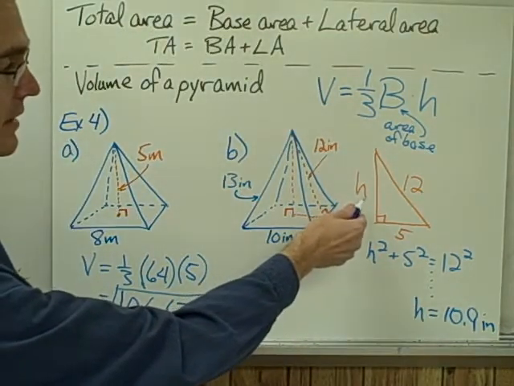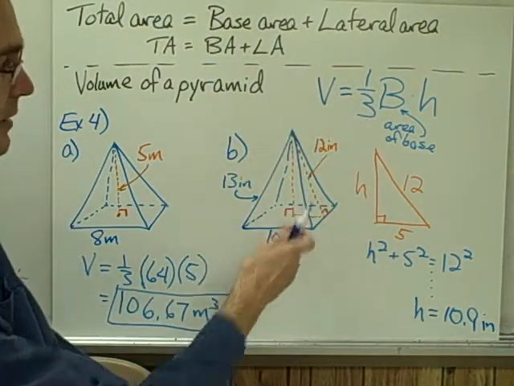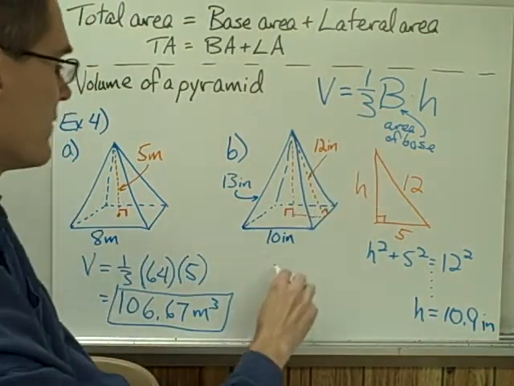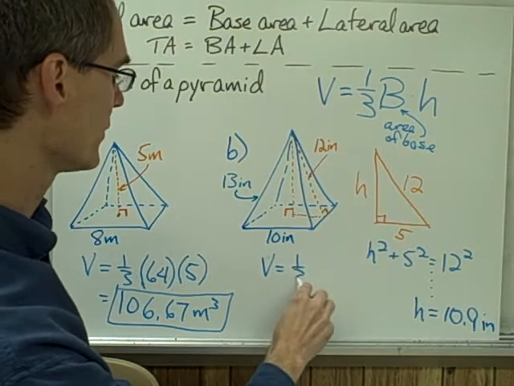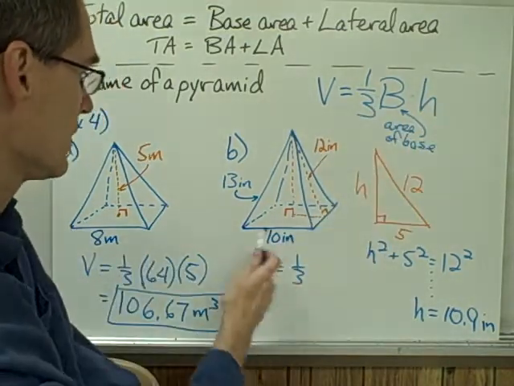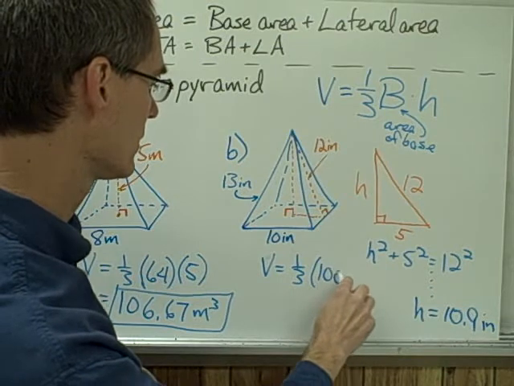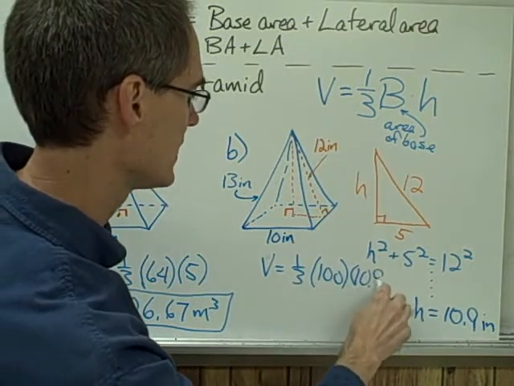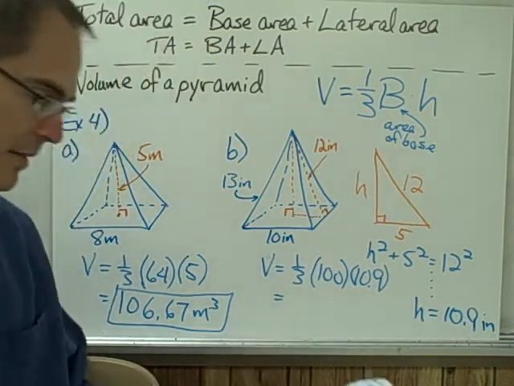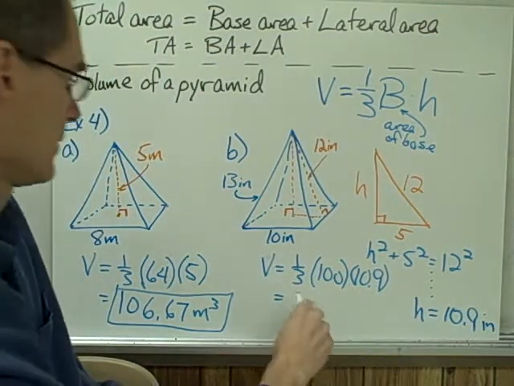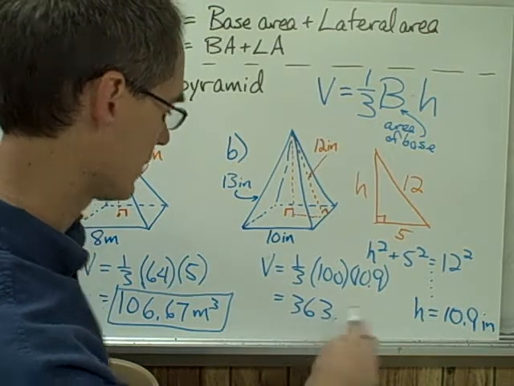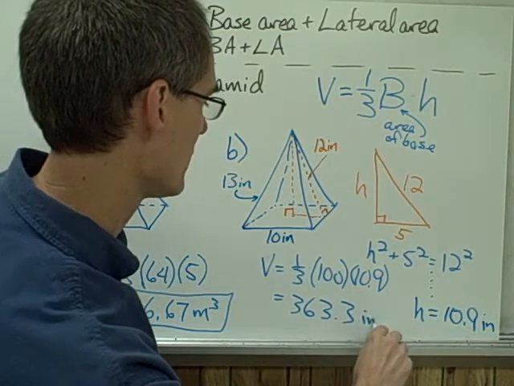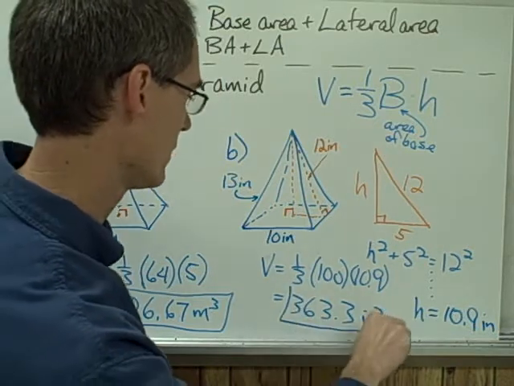Well, now I know the value of h, which is the height of my pyramid. I already know the area of the base of my pyramid. Now I can calculate my volume. Volume is 1/3 area of the base times the height. The area of my base here is 100. The value of my height is 10.9. And if I multiply those numbers out, I get 363.3. My units are cubic inches.